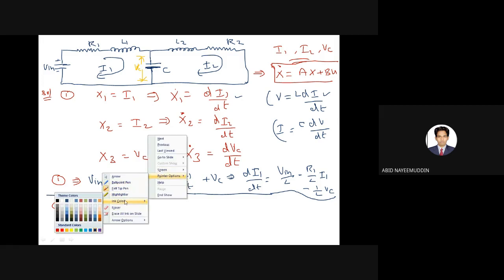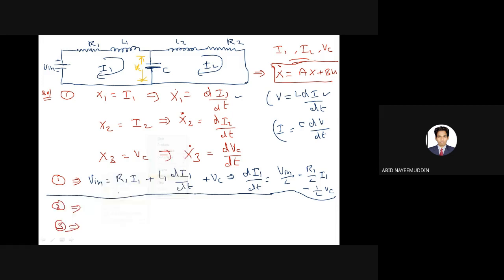Next, to get L2 into di2 by dt, I will write the expression as 0 is equal to, applying KVL for second loop, L2 into di2 by dt plus R2 I2 plus Vc, which implies directly we can write di2 by dt is equal to minus R2 by L2 into I2 minus 1 by L2 into Vc.